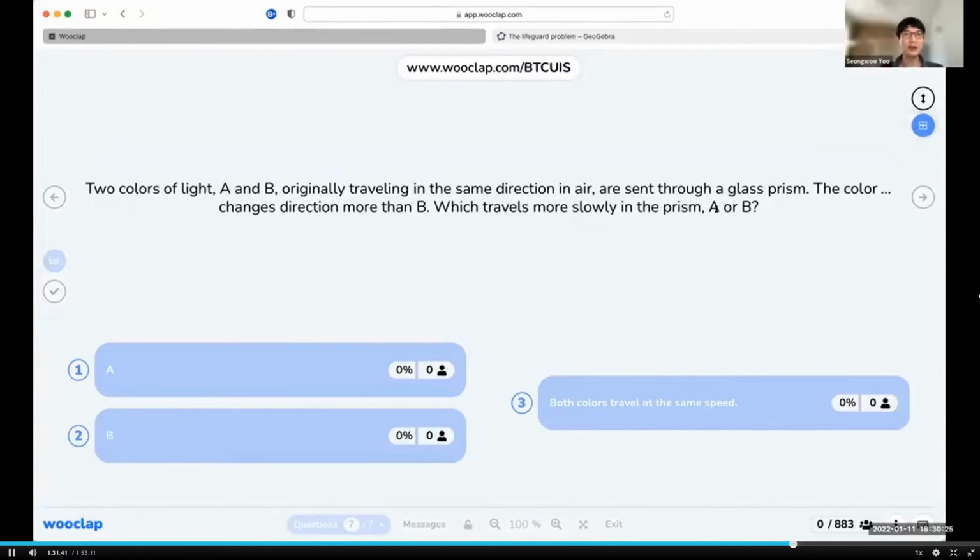Two colors of light, A and B, originally travel in the same direction in the air, and are now sent through a glass prism. The color A changes direction more than B. Which travels more slowly in the prism, A or B?